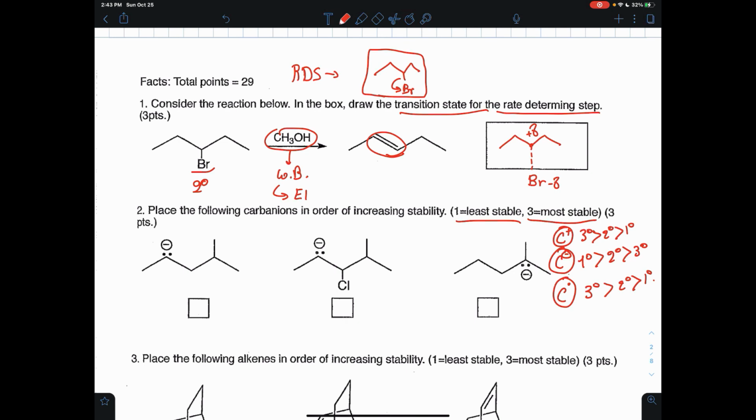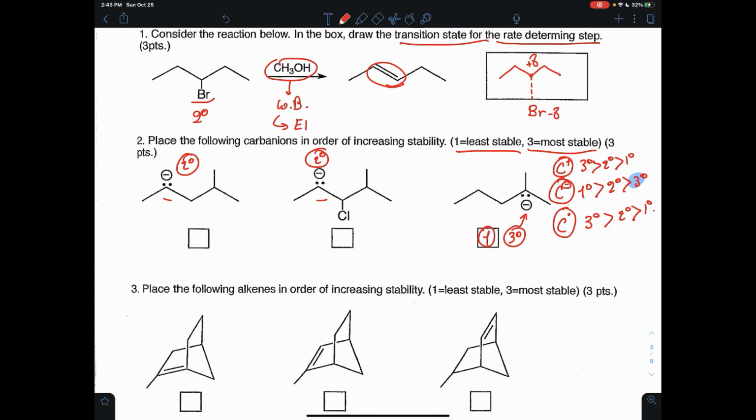So the first thing you notice is that these two are both secondary carbon anions. Alright, that's hard, so let me just skip those. Let's look at this one right here. This is a tertiary carbon anion. If I look at my rules, I see that tertiary carbon anion is the least stable. So that immediately tells me that this has to be my one.